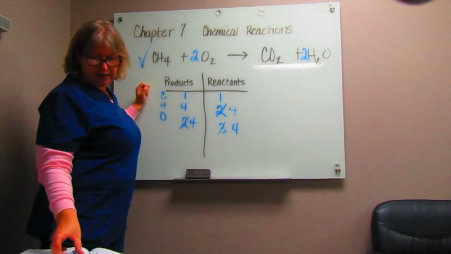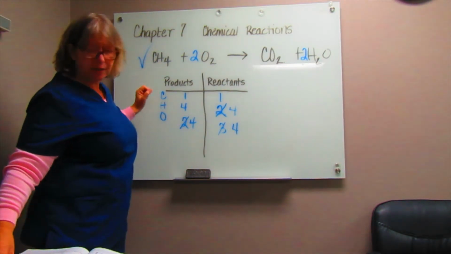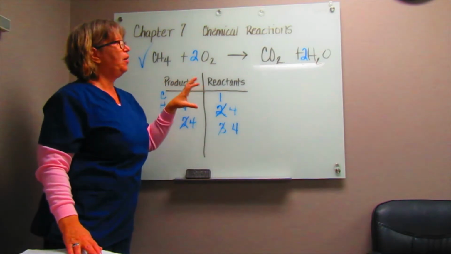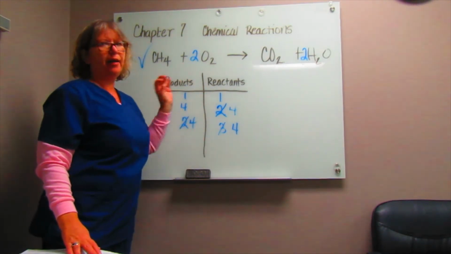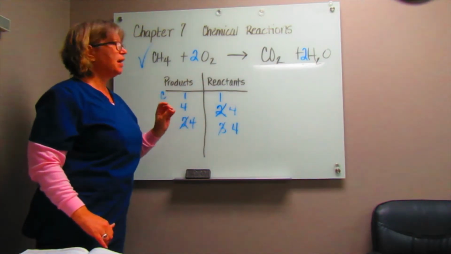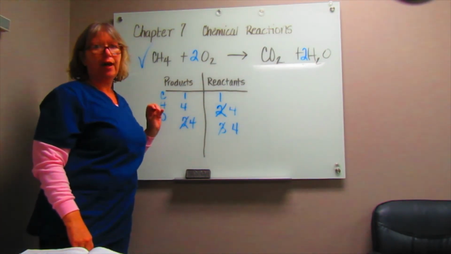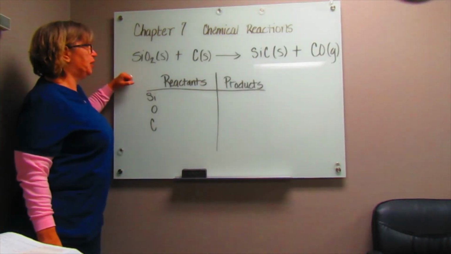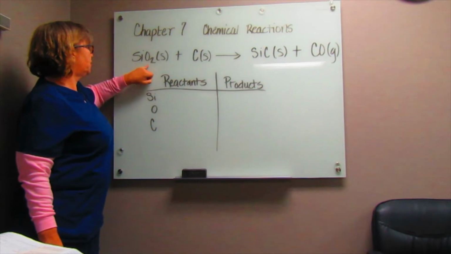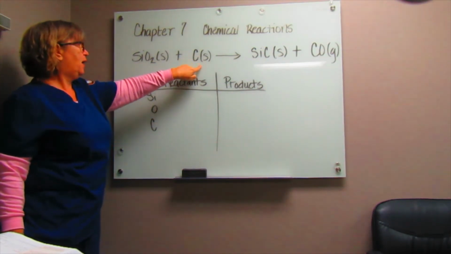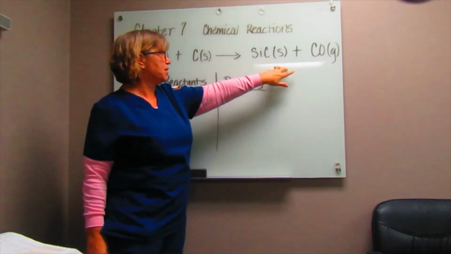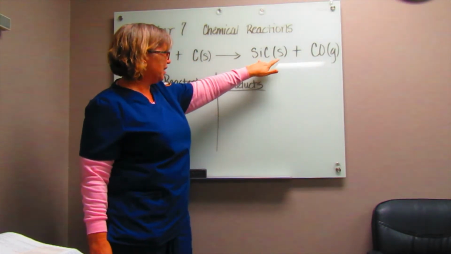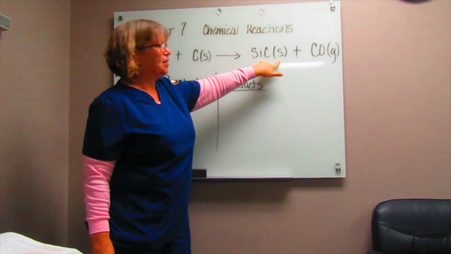Balancing these equations can get a little tedious, especially if it's an equation that has a large number of molecules on the product side and the reactant side. So let's take a look at a couple more and we'll practice those together. We have this equation here, which is a silicon dioxide and a carbon, and they combine and create these substances over here: carbon monoxide gas and a silicon carbide solid.